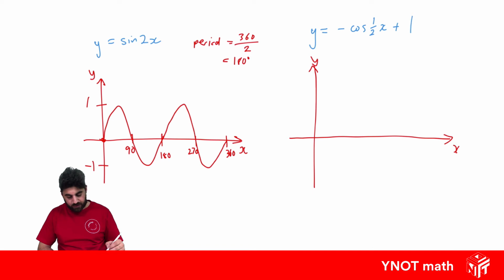So let's see if we can put all that together. This negative means we'd start at the bottom at -1, but because of this +1, instead of starting at -1, we're going to start at 0. There's going to be an upside down graph because of that negative, and we're going to be starting at 0. So we're just going to indicate that.